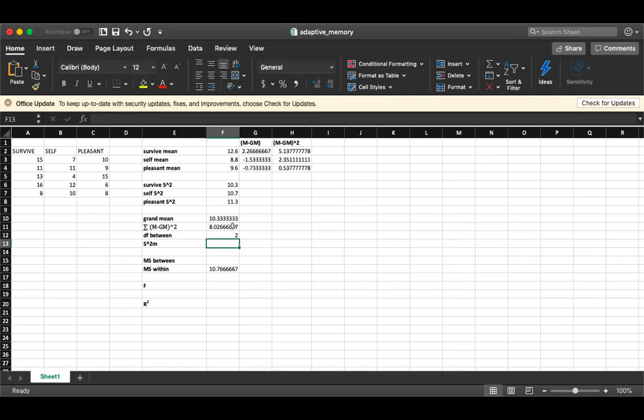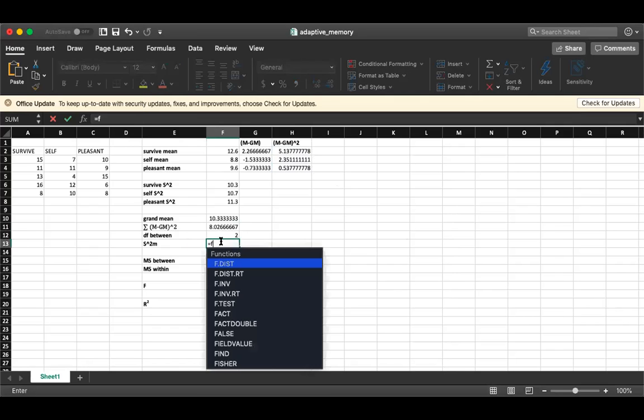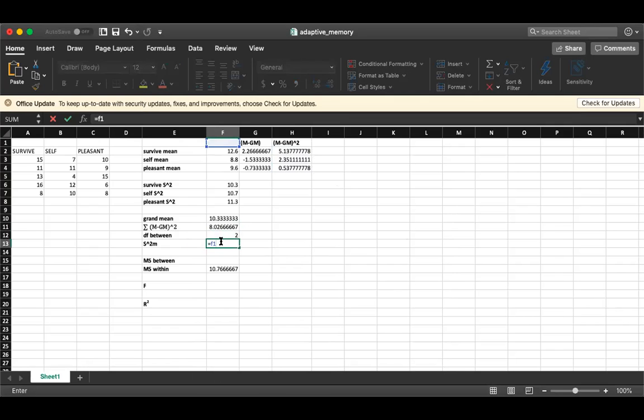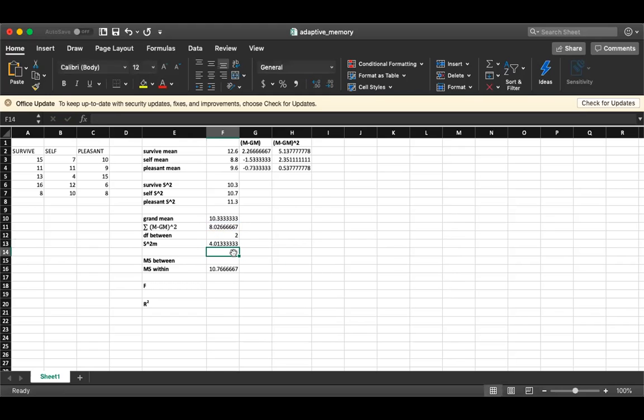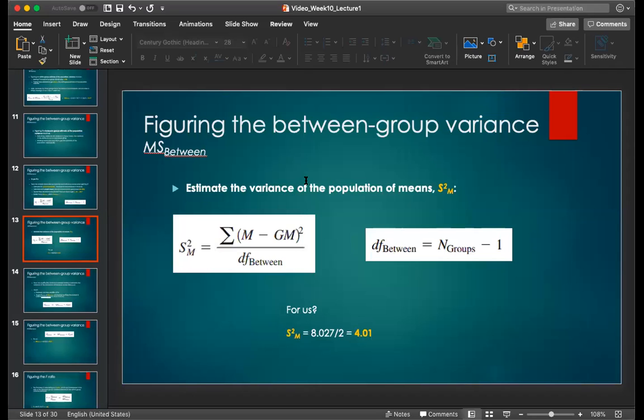And now we divide the sum of these square deviation scores by our degrees of freedom between to get S squared of m. So equals F11, divided by F12, and that is our S squared of m, 4.01. Let's go check out if that works out with what we have in the slide. And no surprise, it does. So S squared of m equals 4.01.